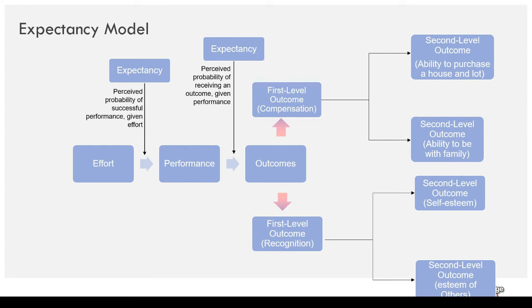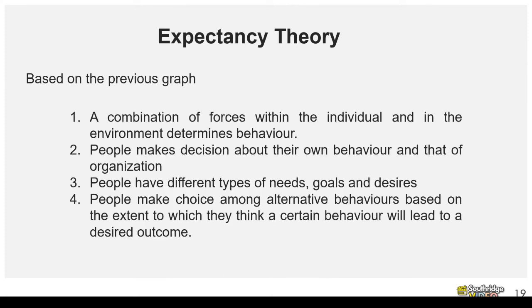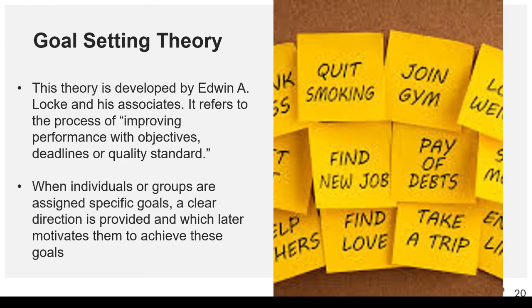So that's it. This is an example of an expectancy model. Expectancy theory, based on the graph, can be classified as follows. First, a combination of forces within the individual and in the environment determines behavior. Second, people make decisions about their own behavior and that of the organization. Third, people have different types of needs, goals, and desires. Fourth, people make choices among alternative behaviors based on the extent to which they think a certain behavior will lead to a desired outcome. So the last theory that we'll tackle is goal setting theory.